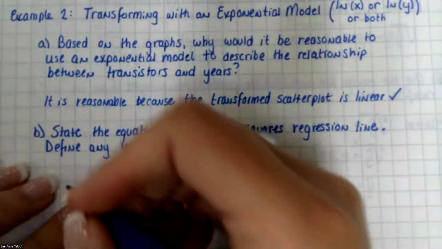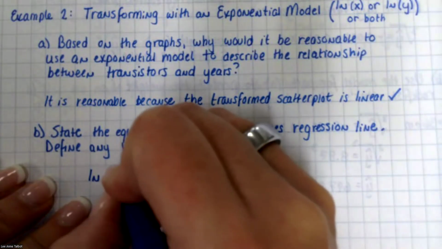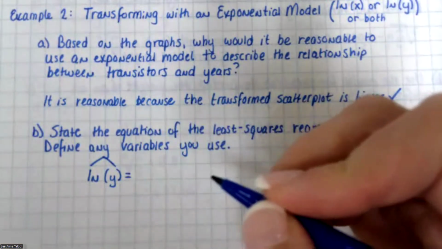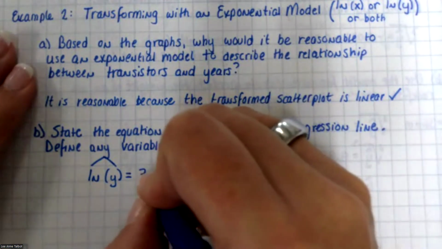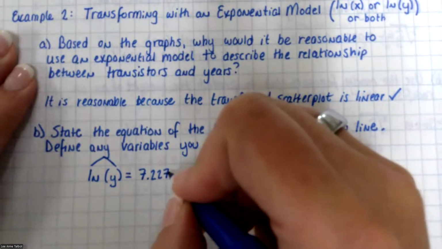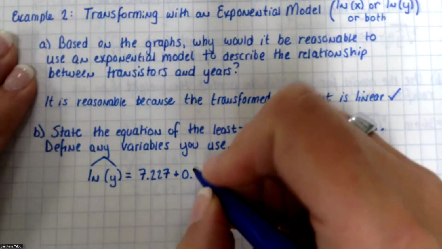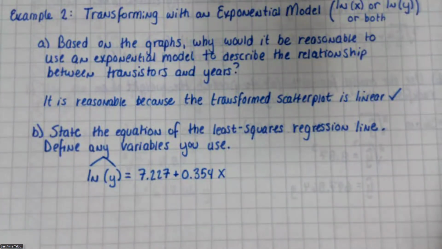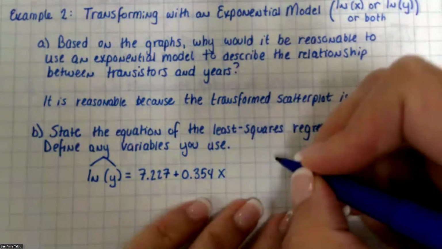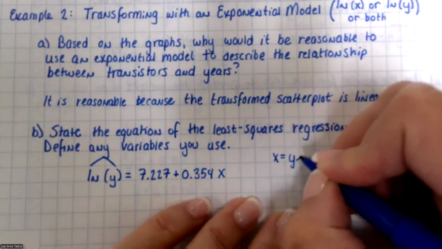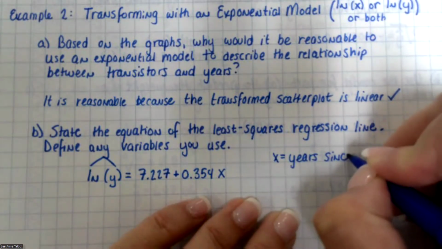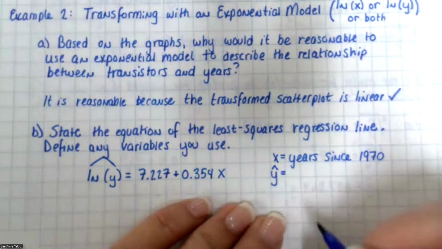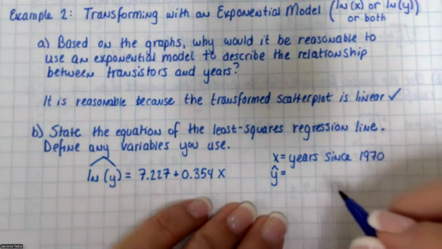All right. So natural log of y equals 7.227 plus 0.354x, where x equals years since 1970. Y hat equals predicted amount of transistors.